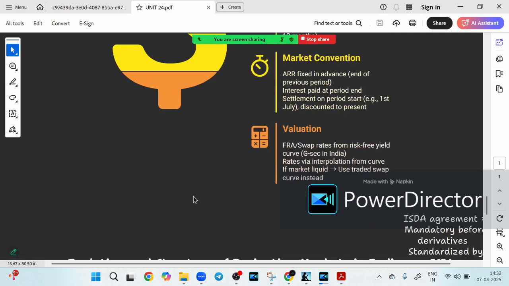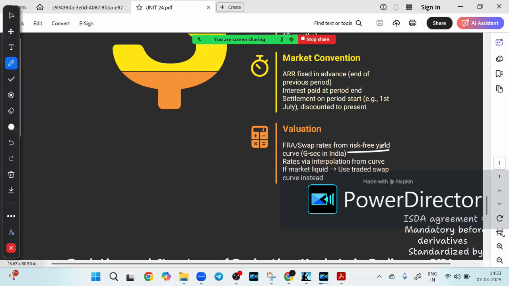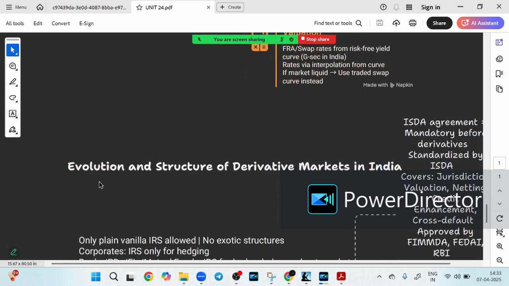Now, if you talk about the valuation, FRAs are typically valued using some risk-free yield curve, like government securities in India, and if the market is liquid, then interpolated from market rates, or traders may use the swap curve directly. So what we learned from this discussion regarding the FRA is that FRA is interest rate insurance for a future period. It is a simple, one-time cash flow tool. It is used by smart corporates to protect their budget from a rate hike.